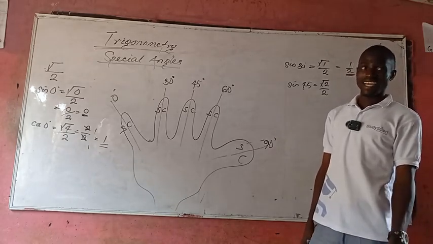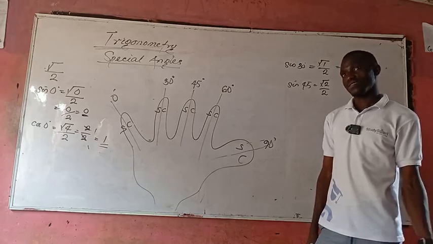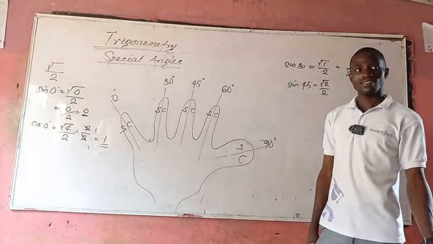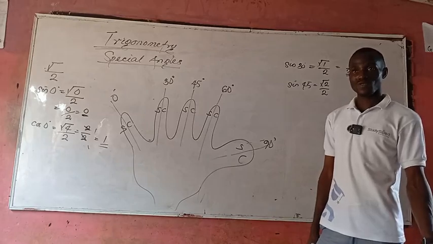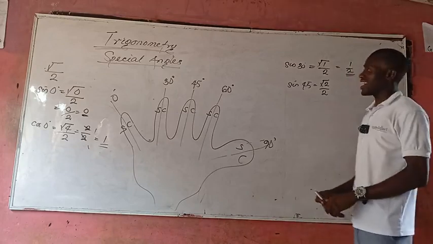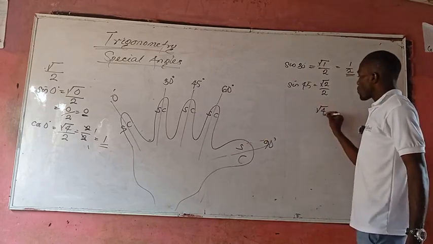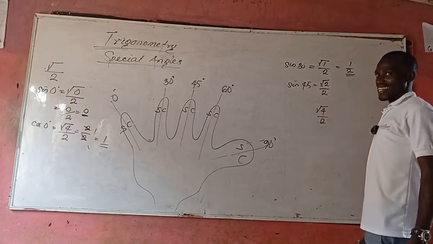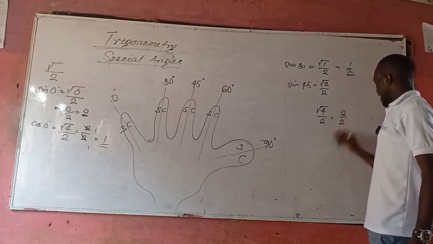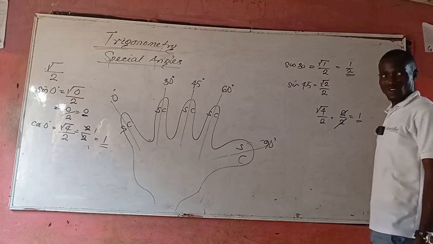Now sine 90. Sine is on which side? This side. 1, 2, 3, 4. Root 4 over 2. Someone gave this as the answer, but you can't stop here. Root 4 is what? 2 over 2. This takes care of this. 1.